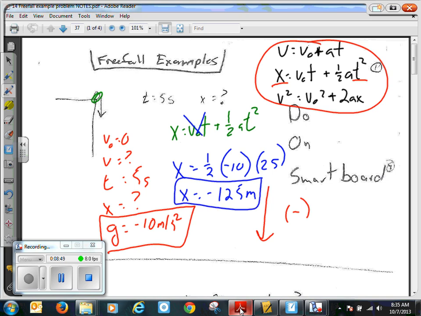Now you should look at your math and say, well, I got a negative number. That means it should be down because of what I said in the beginning. So is this displacement from beginning to end in the negative direction? Yes, it is. Probably the right answer. Any questions about that?